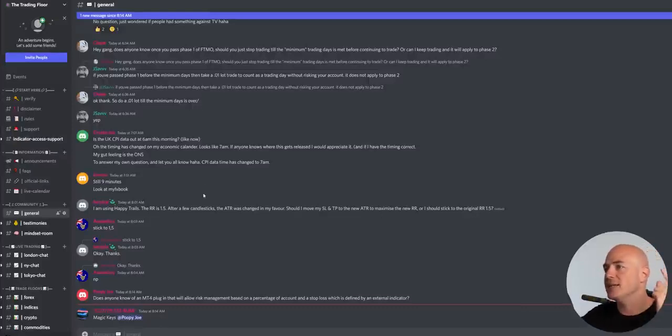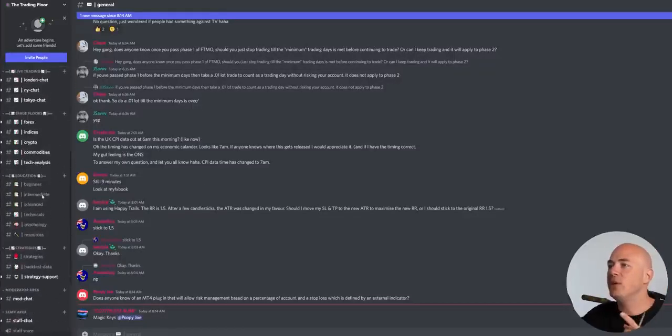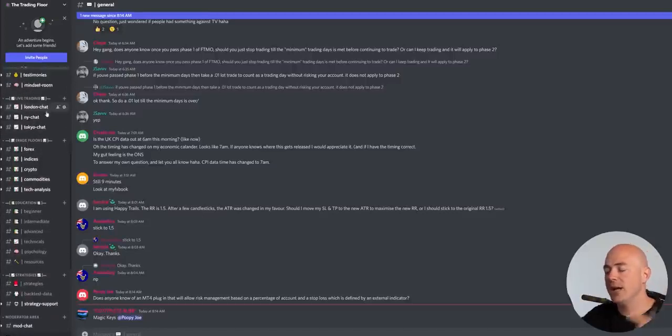The general chat is like meme city, but then you can see here on the left, we have London chat. So only trading chats during the London session, the New York session, and the Tokyo session. And if you specialize in one specific category like Forex, indices, crypto, or commodities, you can do that here.